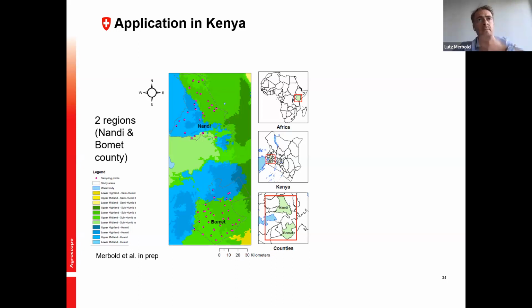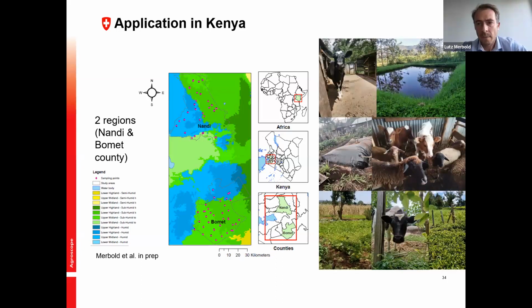Can you click please again until you see everything? It's a little bit of an idea to give you what the farms look like. You have some livestock, you have a small water body, you have some biogas production units, but also some cash crops like tea or maize, for instance, being planted. Next one, please.